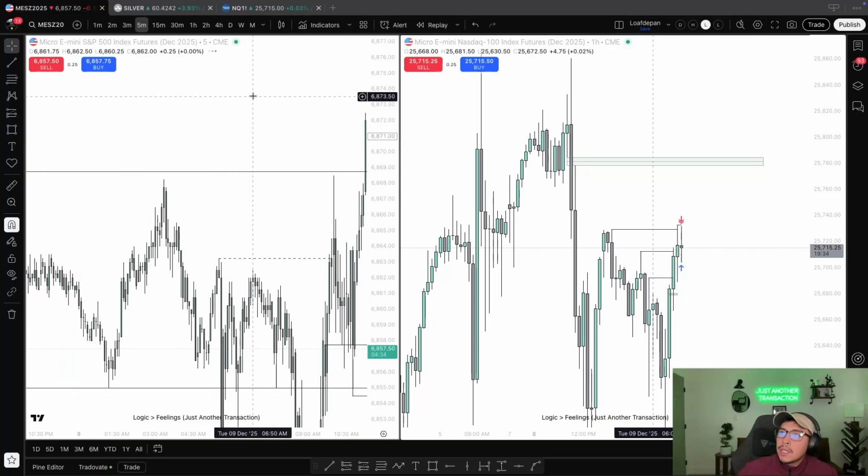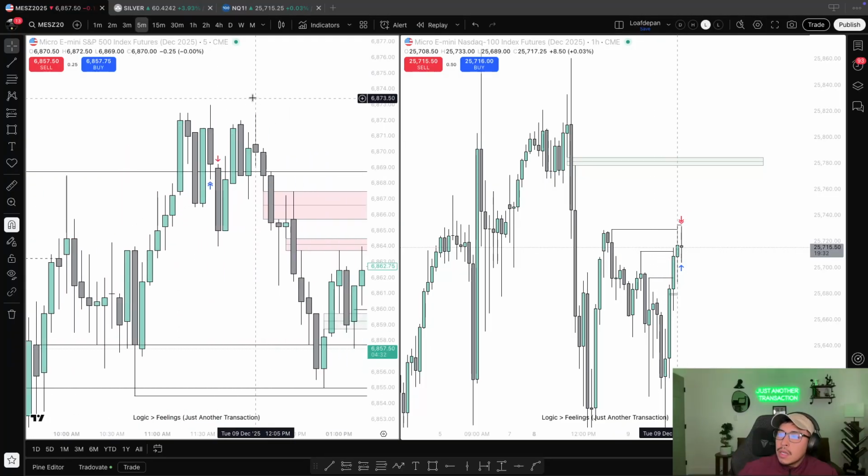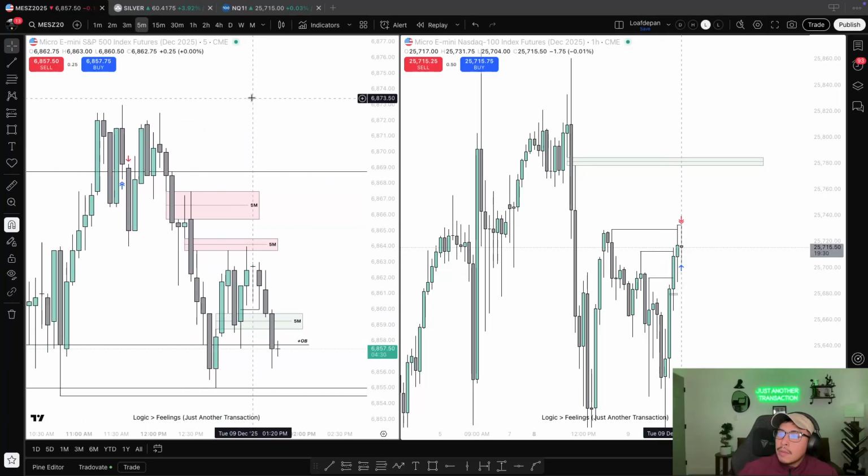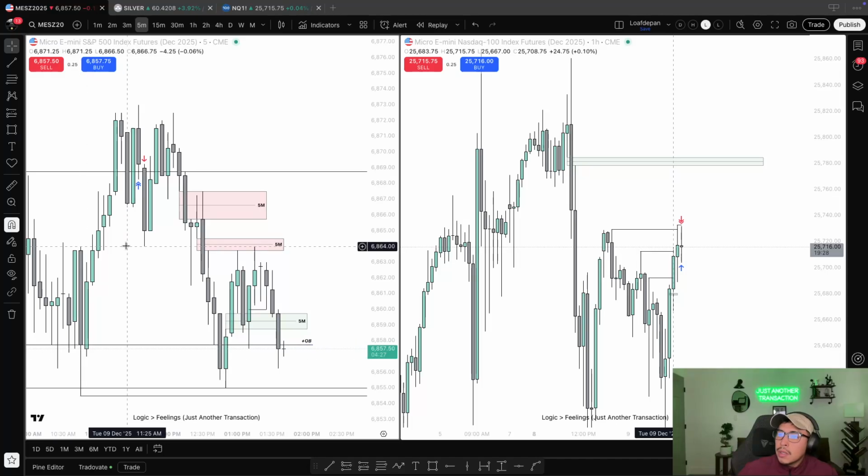Then we continue to break down. We'll go back to the 5-minute. I'm not really looking for anything short. I am paying attention to this order block here and seeing how we react. Notice how here we had a really good reaction at 1220.